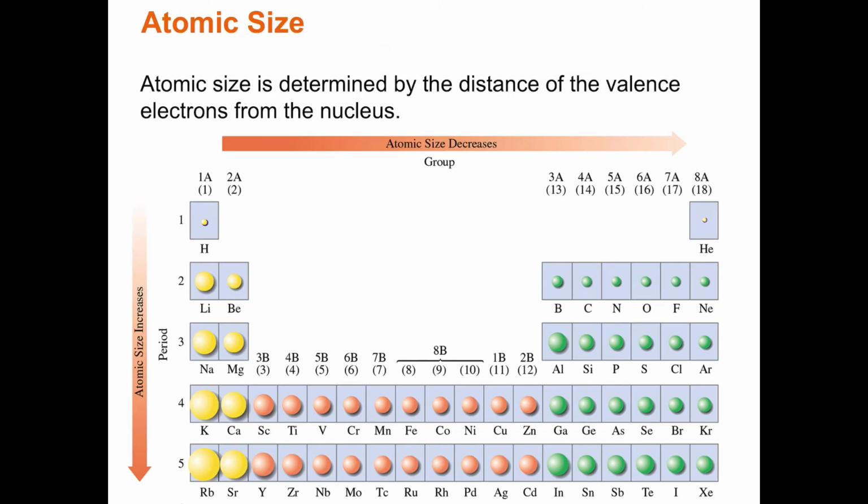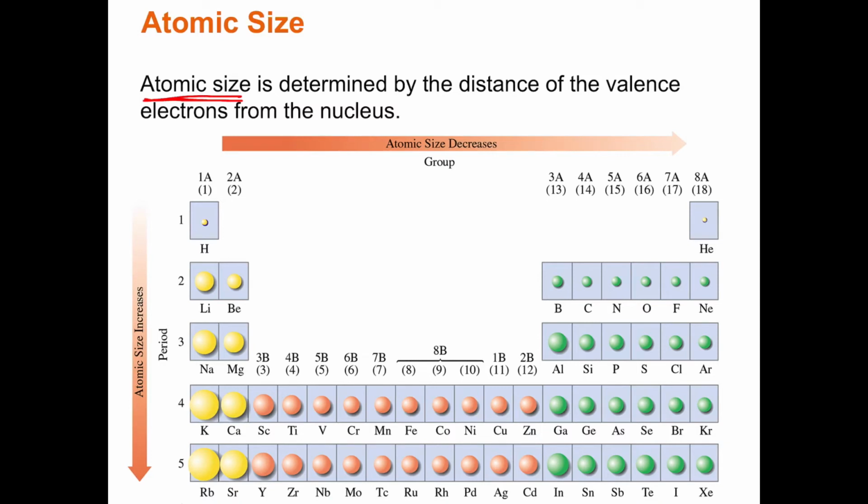Okay, we're going to talk now a little bit about other trends that we can see on our periodic table. Okay, more reasons why our periodic table tells us all the information that we need to know about chemistry. Another thing that we can see is atomic size. Sometimes you'll hear this called the atomic radius. They mean the same thing essentially. We're just trying to get a measure of how big our atom is.